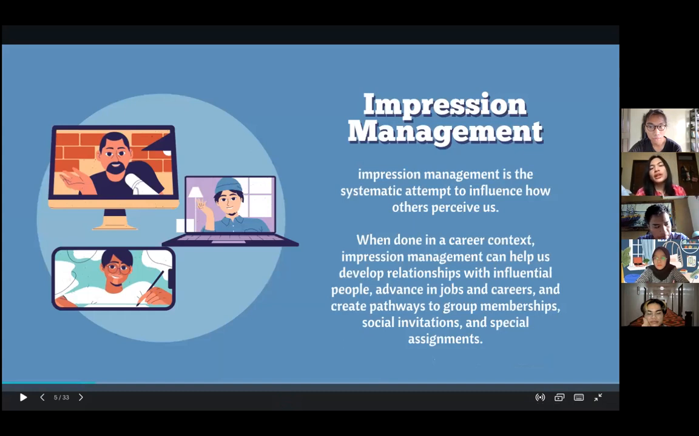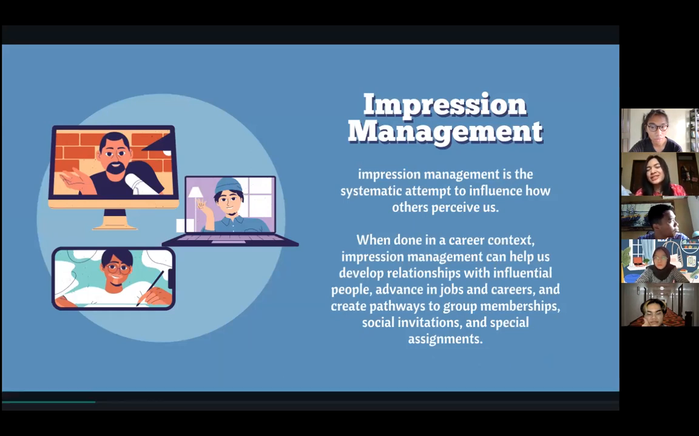All these perceptions are related to impression. So as human beings, we have the tendency to want to be seen or impress other people well. Impression management is a systematic attempt to influence how others perceive us.